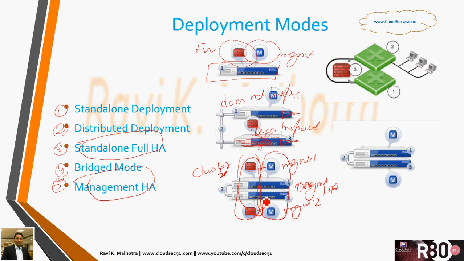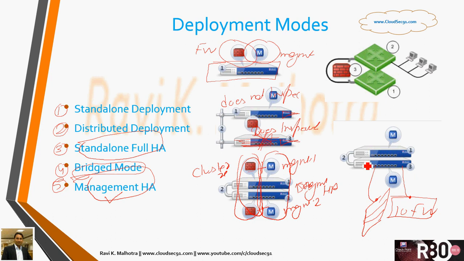I have a very detailed video on bridge mode. Hopefully we'll cover bridge mode there. Let us talk about management HA. Now, I said that the firewall is the one doing the complete traffic processing for you. So let's say that here you have firewalls, and let's say you have 10 different firewalls. All these 10 firewalls are managed via this management server.